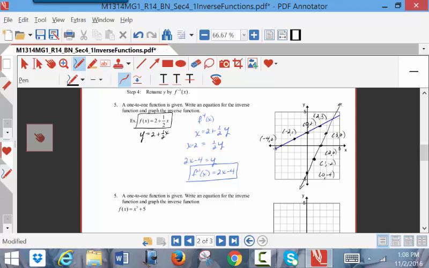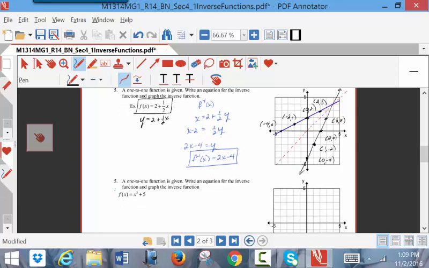So, is that a reflection over the line y equaling x? Let me put y equaling x up here. This would be y equaling x. And yes, that is a reflection over that line, y equaling x. So every ordered pair switches, and the x and y variables switch in the equation. Okay, let's try another one.